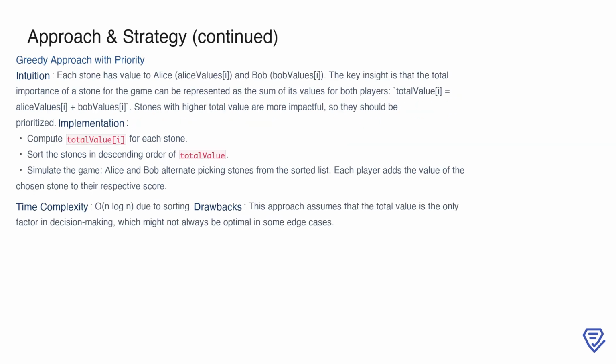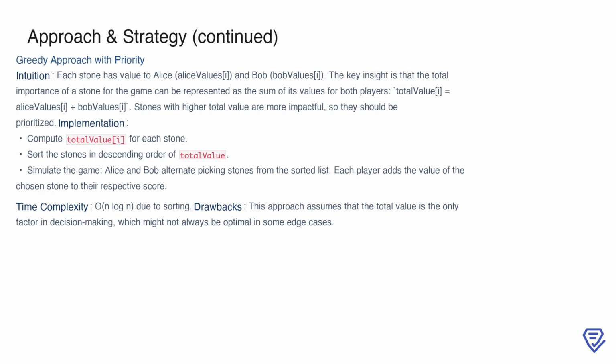Now, let's examine a more refined method, the greedy approach with priority. The intuition here is that each stone has a value for Alice and Bob, represented by aliceValues[i] and bobValues[i]. Combining these, we can calculate the total value of each stone as totalValue[i] = aliceValues[i] + bobValues[i]. Stones with higher total values are inherently more impactful to the overall game, so prioritizing them is key.